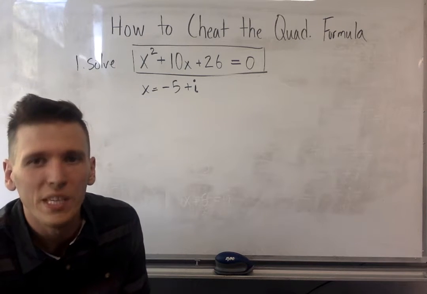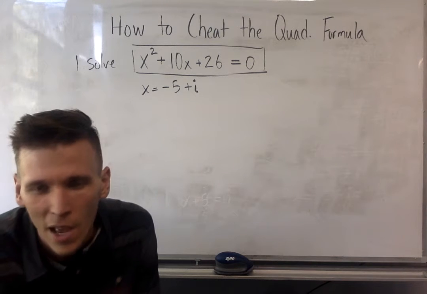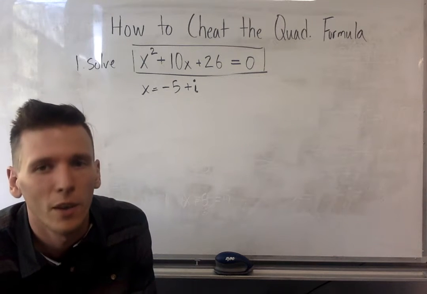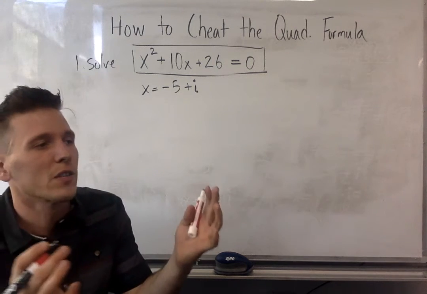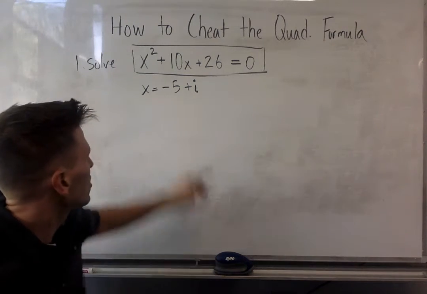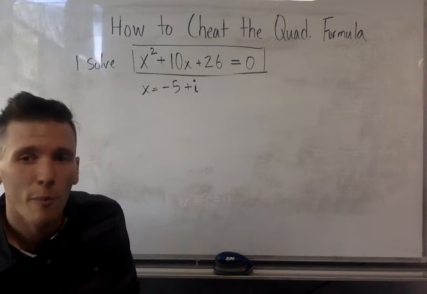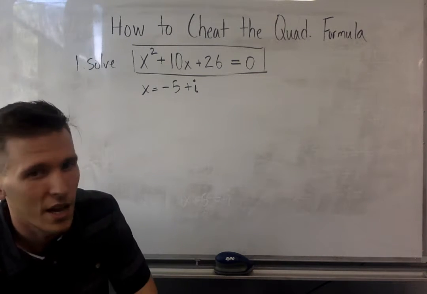A moment ago, we solved this quadratic equation by creating a perfect square. We created our own situation that would let us create a perfect square and then take the square root of both sides with a plus or minus. And the solutions we got were -5 plus i and -5 minus i. If you want to go back and watch that video and remind yourself how it was done, you should.